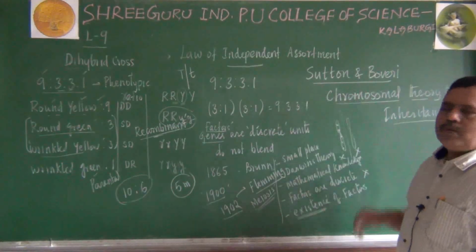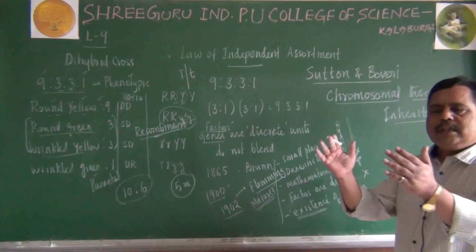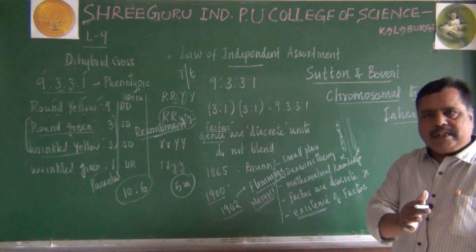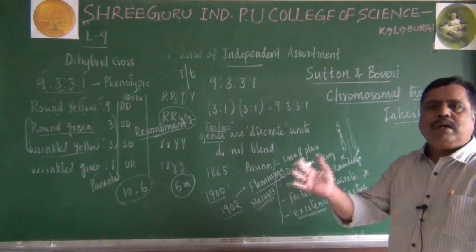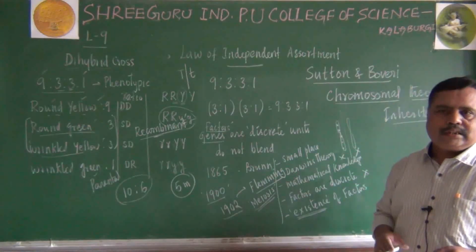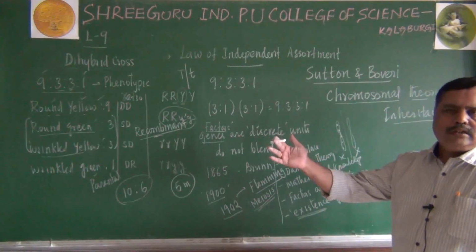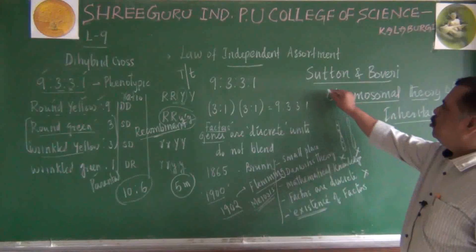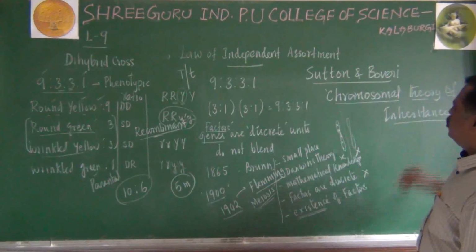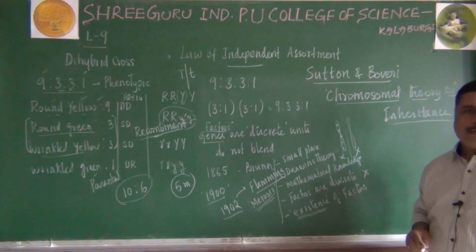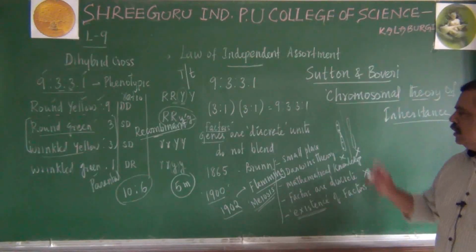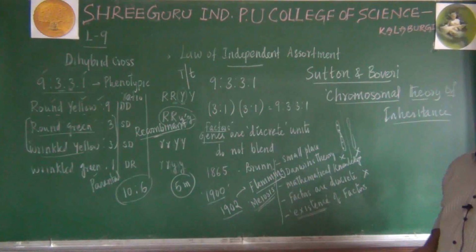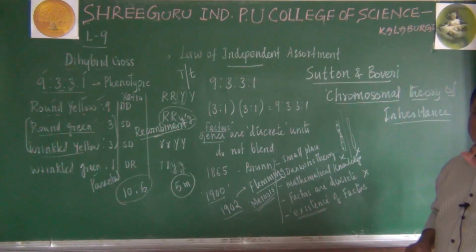So what Sutton and Boveri did was, by studying Fleming's observation and by analyzing Mendelian principles, they amalgamated both the ideas. Cell division and gene inheritance were both amalgamated. They proposed a theory called the chromosomal theory of inheritance. What they told is that chromosomes and genes behave similarly. For that, they gave three evidences.